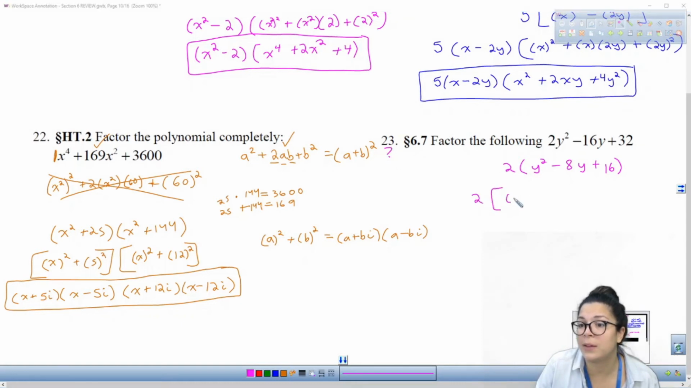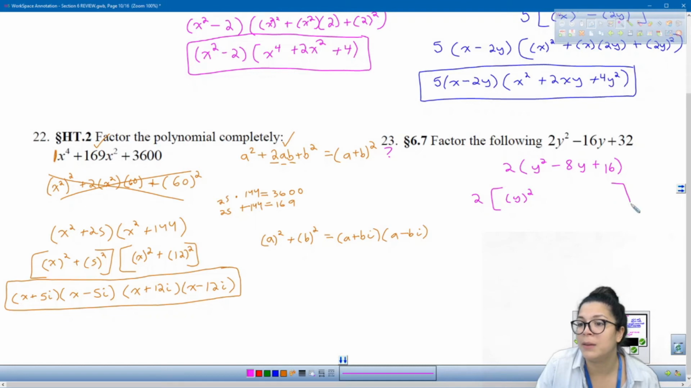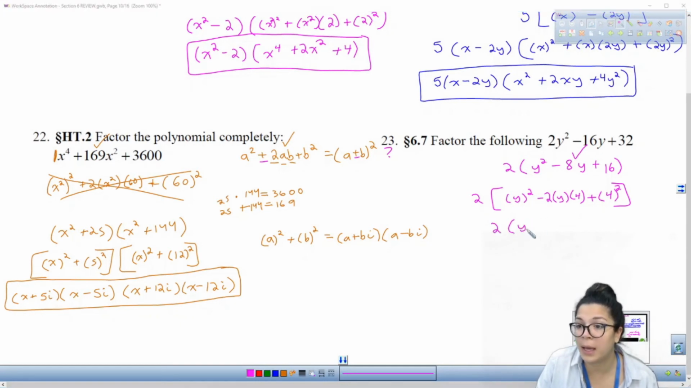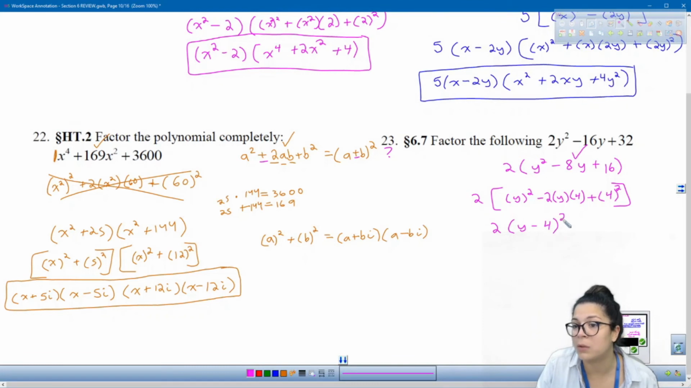So what's the a value? The a value would be y. The b value would be 4. And then the middle, and remember, if it's minus 2ab, you just have a minus b instead of a plus b. So in the middle is minus 2 times y times 4. Is that equal to negative 8y? Yes, it is. So this is a perfect square trinomial, and so this will factor into a minus b all squared.